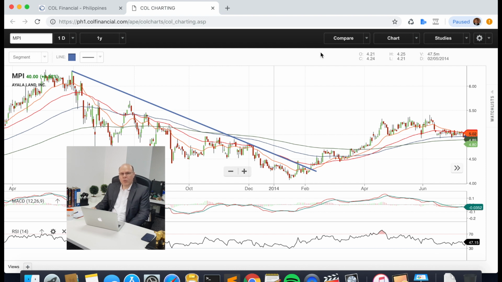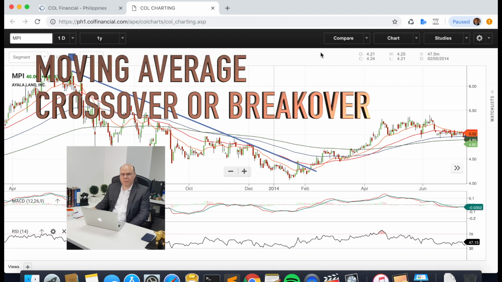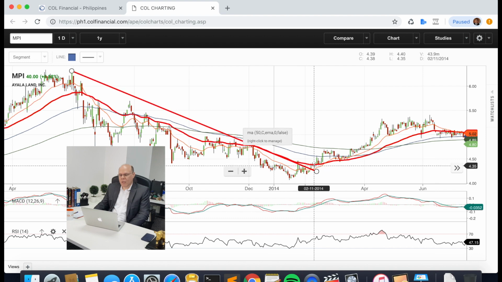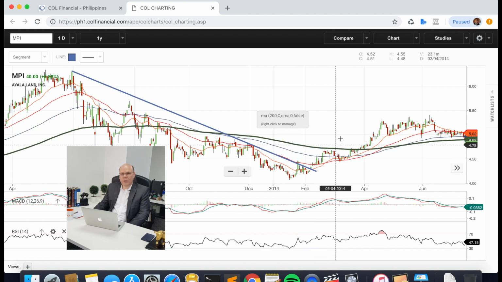Okay, another tool that we can use aside from a trend line is a moving average crossover or breakover. Moving averages are another way of trying to determine trend activity. We draw a moving average along a graph to give us a good sense of how price is falling very quickly or very slowly as against the average price in a particular condition. The chart I have over here is a chart of MPI. I took the liberty of drawing a downtrend line here also towards the end of 2014. And if you notice, a trend line break did take place.